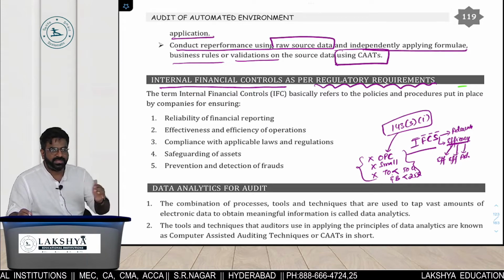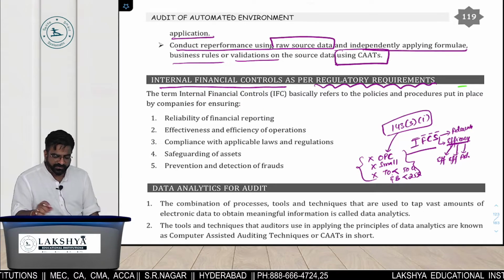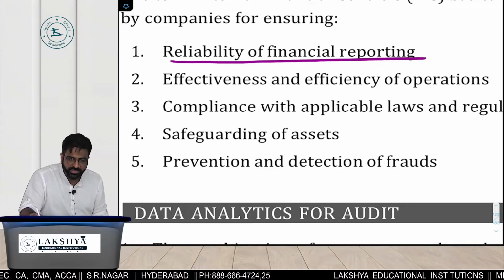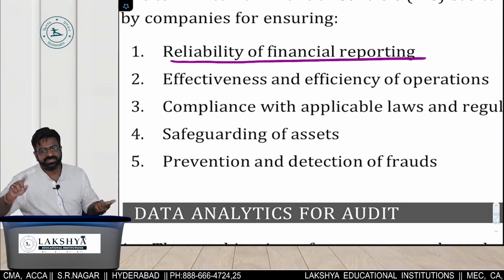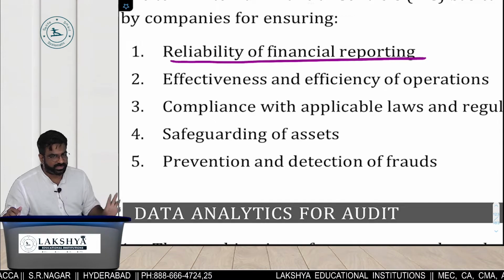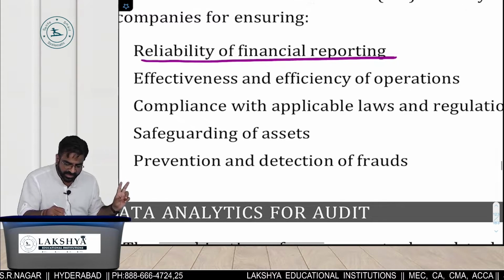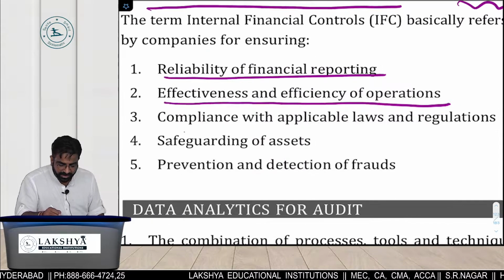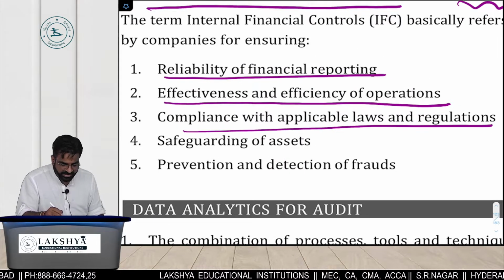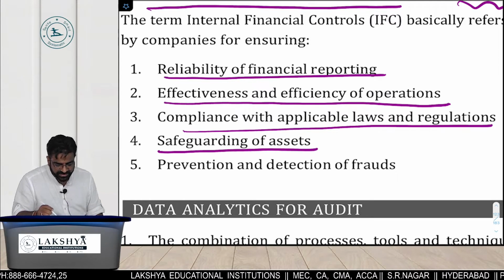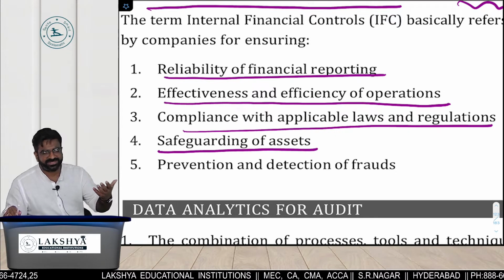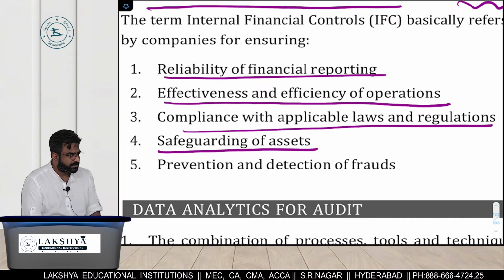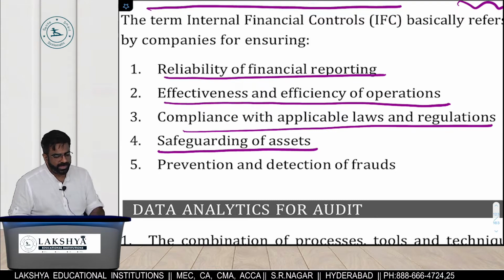Now here in the automated environment audit, what are the 5 things we are ensuring? What is the first thing we are ensuring? Reliability of financial reporting. Auditor is going to report whether their software is reliable enough in terms of financial reporting or not. What is the second thing we are ensuring? Effectiveness and efficiency of what? Operation. What is the third thing? Compliance with the applicable laws and regulation. What is the next thing? Safeguarding of assets. Okay, how do you safeguard your assets as a company? How do you think you will be able to safeguard your assets?